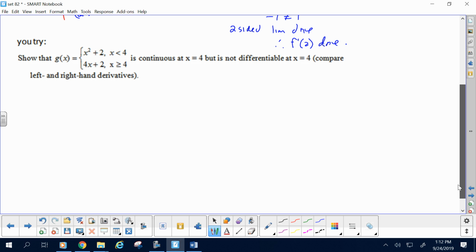Actually, in the interest of time, I'm going to tell you it is continuous. Just show it's not differentiable at x equals 4. It is continuous, okay? I'll tell you, it is. All right, let's just focus on the differentiable part, using the definition of the derivative.